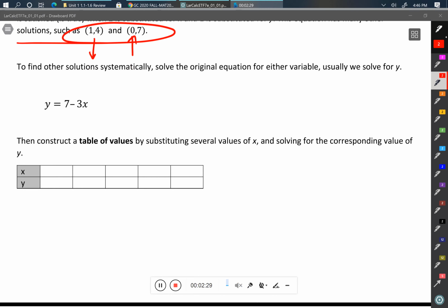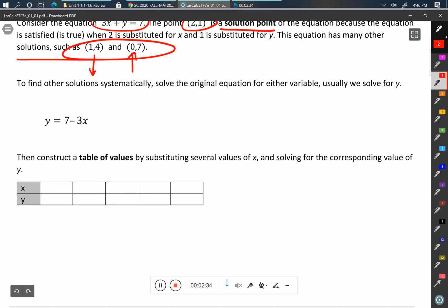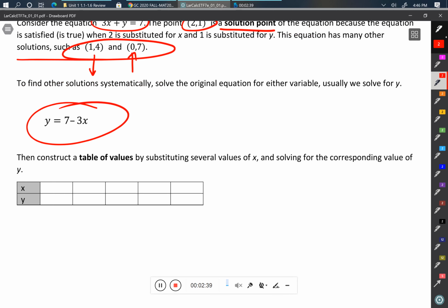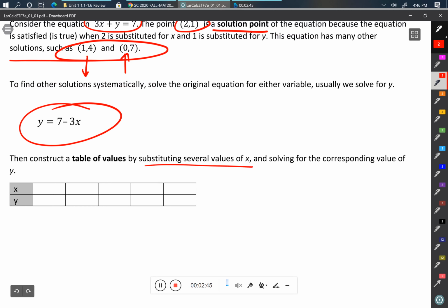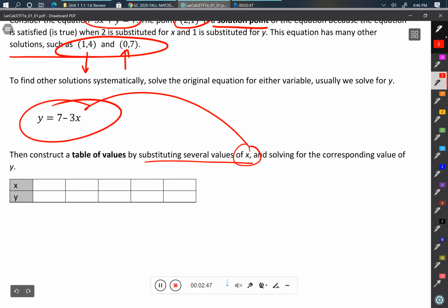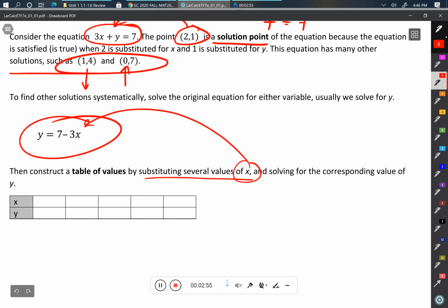So that same equation solved for the dependent variable y would turn from 3x plus y equals 7 into y equals 7 minus 3x. And then one old school way of doing it would be to construct a table of values, by substituting several values for one of the variables, in this case x, and then solving for the corresponding value of y. So if I were to pick, well, we've already done 0, 1, 2, so how about negative 1, negative 2, how about maybe a 3, a 5, and a 6? We could solve for all those values.